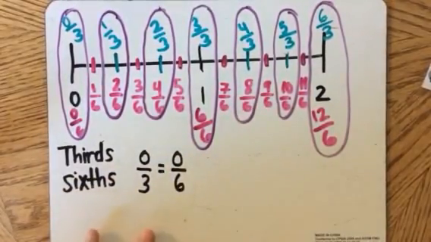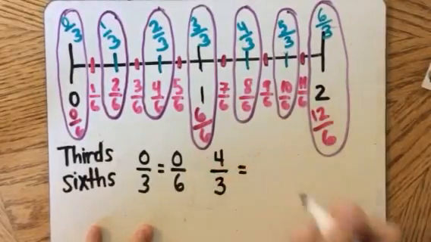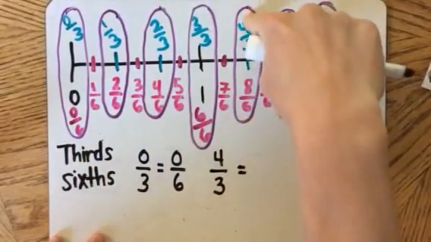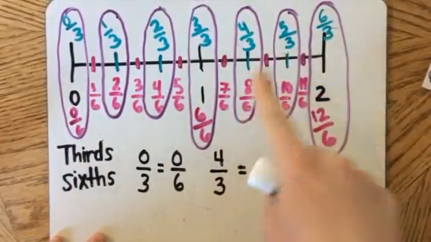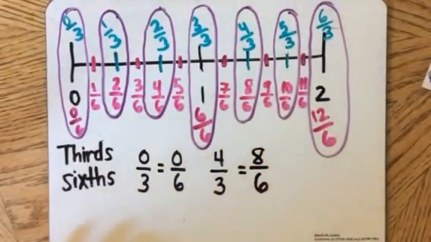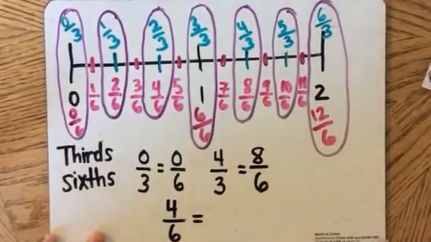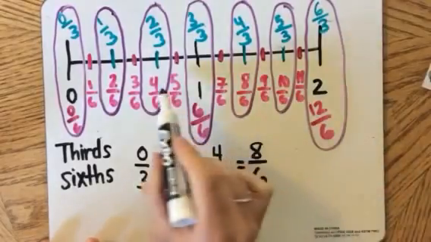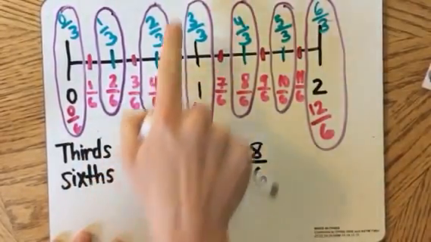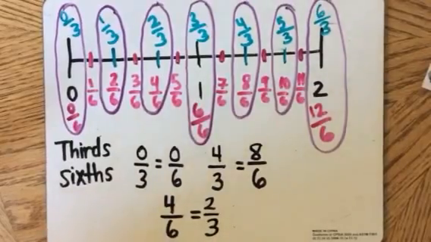Or I could write 4/3 is equivalent to how many sixths? I've got to look at my number line. 4/3. When I look down at the sixths, oh, I see it's equivalent to 8 sixths. And what about 4 sixths is equivalent to how many thirds? I can find 4 sixths. It's equivalent to 2 thirds.